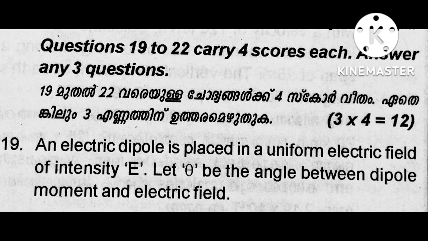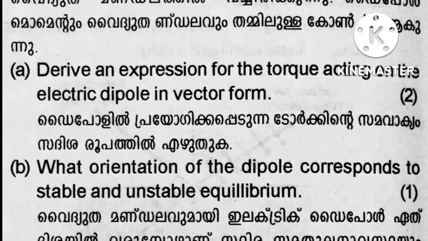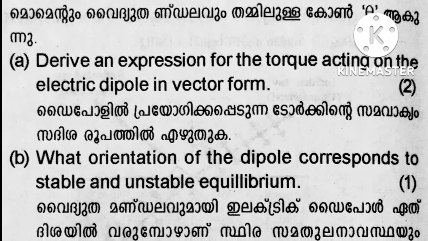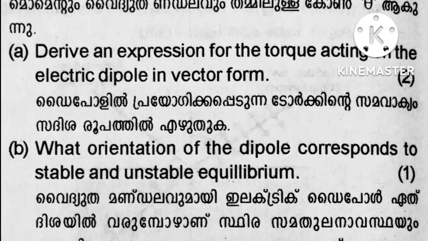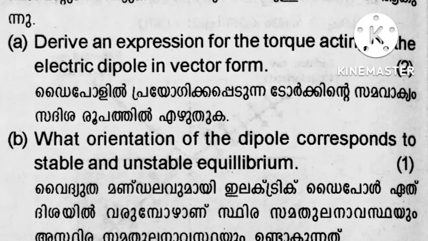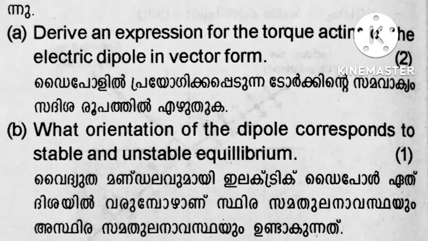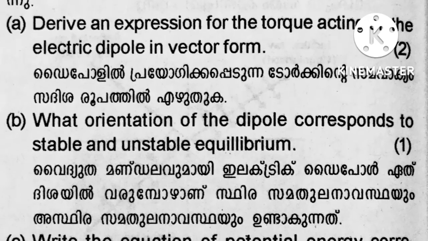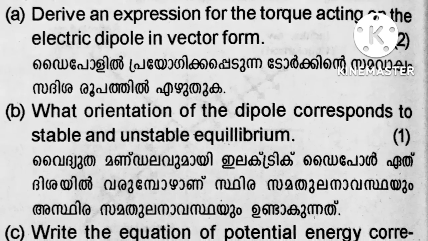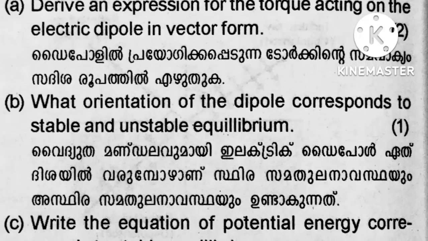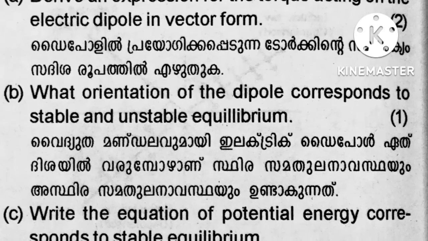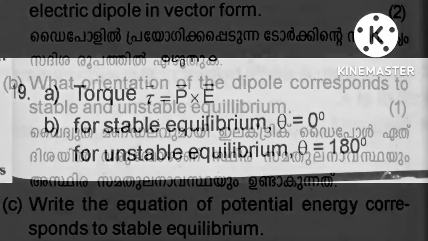Question number 19. An electric dipole is placed in a uniform electric field of intensity E. Let theta be the angle between the dipole moment and the electric field. Then A, derive an expression for the torque acting on the electric dipole in vector form. B, what orientation of the dipole corresponds to stable and unstable equilibrium? And C, write the equation of potential energy corresponding to stable equilibrium.